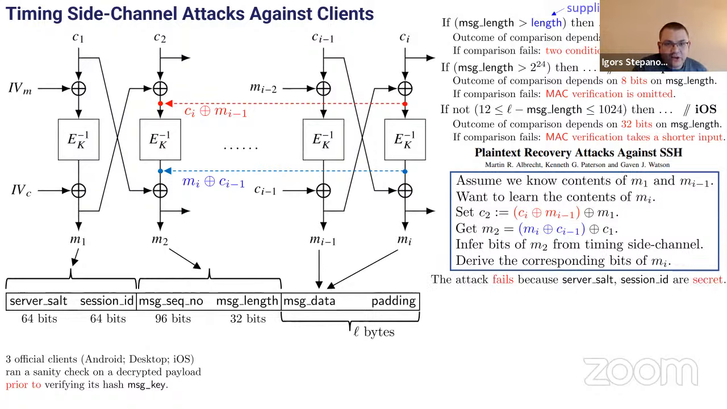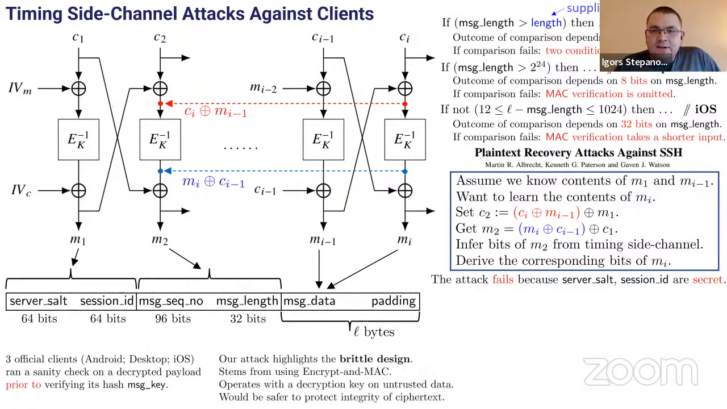Unfortunately, this attack fails because we don't actually know M1. And M1 contains the server salt and session ID. It's not clear whether these two values were intended to be secret in MTProto, but in effect, they are secret. So still, this attack highlights that the MTProto design is brittle.